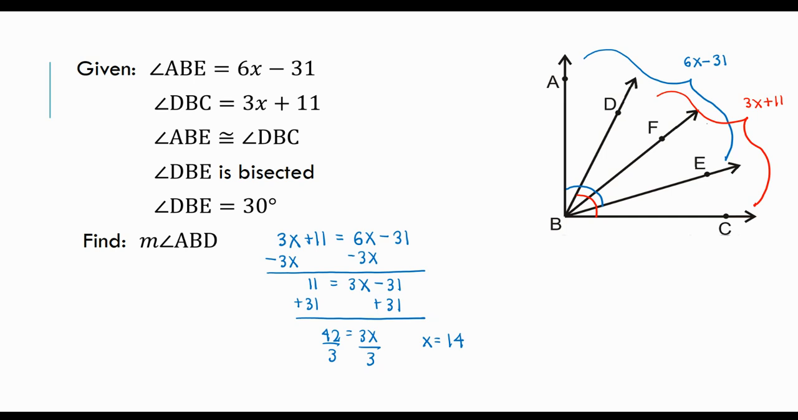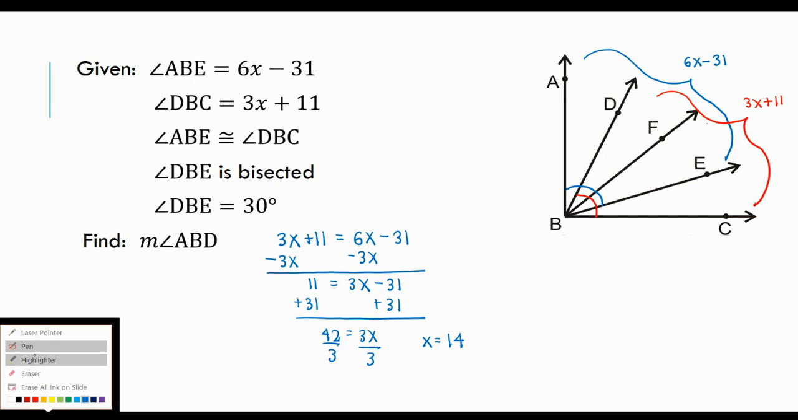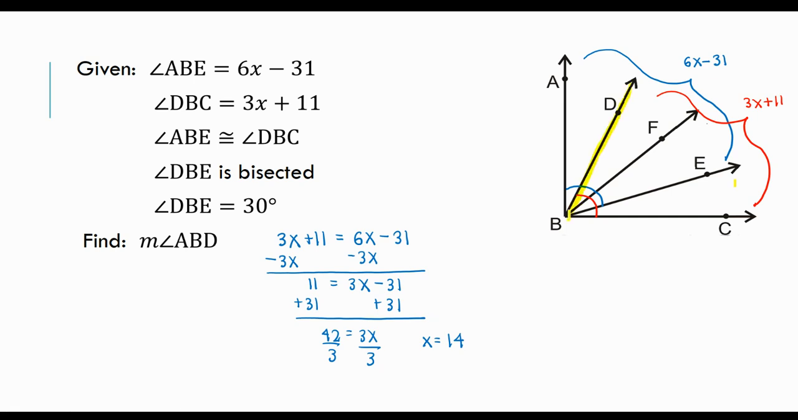Okay, let's see what the rest of this says. It says that DBE is bisected. If I follow the letters DBE, I'll highlight that angle. If that's being bisected, remember, bisect means to divide into 2 congruent pieces. So that means that this angle and this angle are congruent. We're told that angle DBE is 30 degrees. If it's 30, cut that in half, each of these has to be 15 degrees, because 15 and 15 will get us 30.